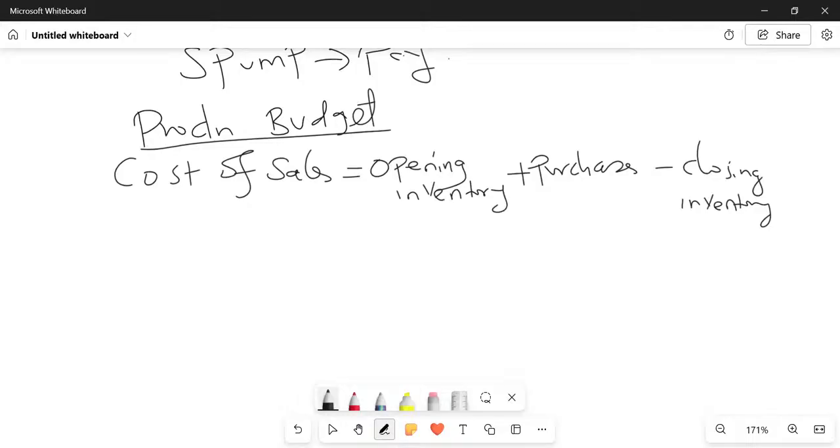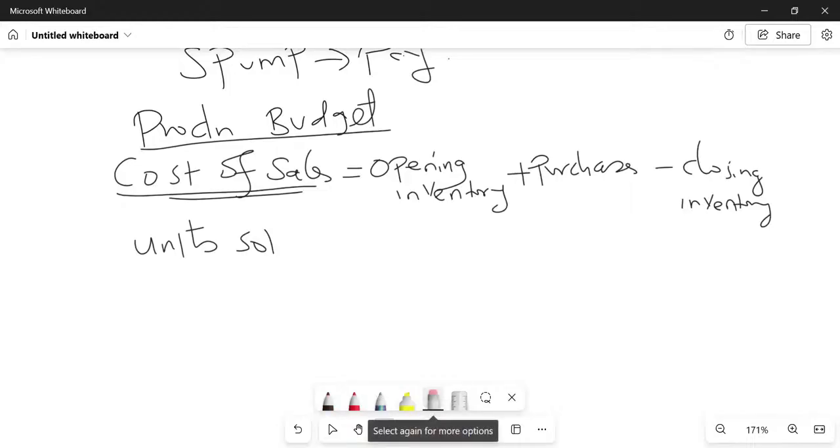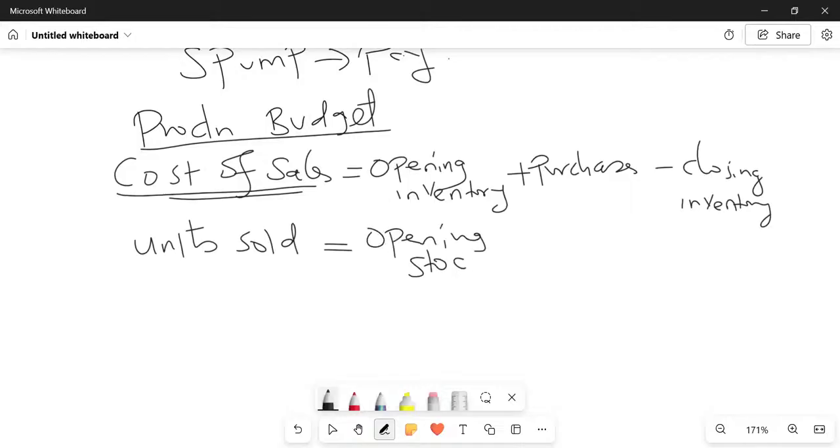Now, before I continue, just remember here you're not accounting for cost of sales, but you're just accounting for units sold. Pretty similar. How do we get units sold? The same. Opening stock. I'll use these words interchangeably.